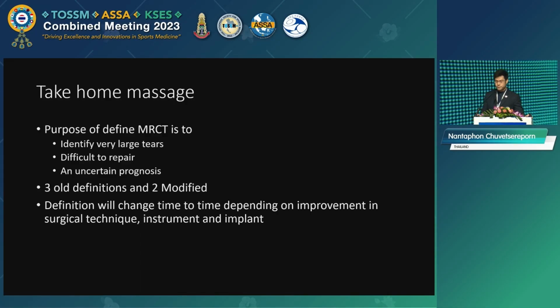In conclusion, we define massive rotator cuff tear to reflect very large tears, difficult to repair, and with an uncertain prognosis. Because of this purpose, the definition will change from time to time depending on the improvement of the surgical technique, instrument, and implant.